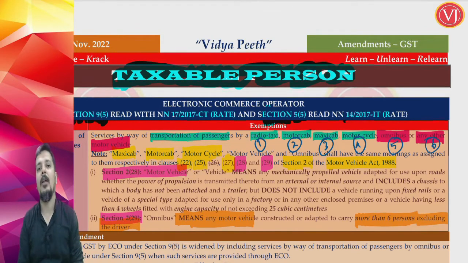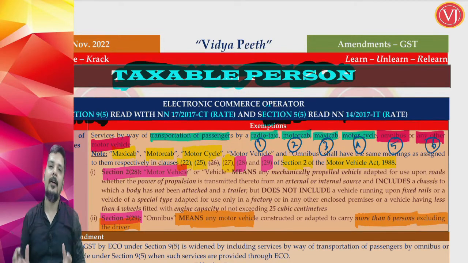So if at all through Eco I am booking a bus for, say, a trip of all the office members, then that will be covered under section 9.5. Now what is the definition of motor vehicle?